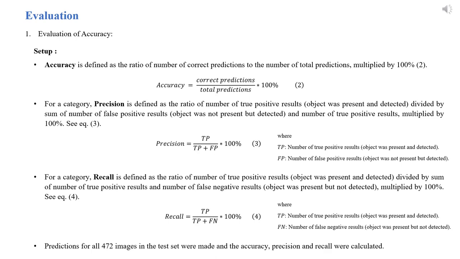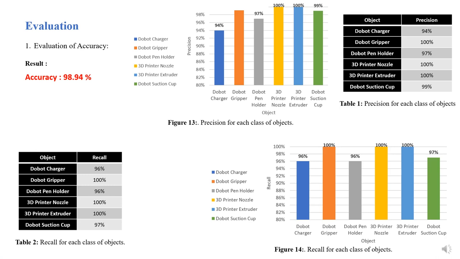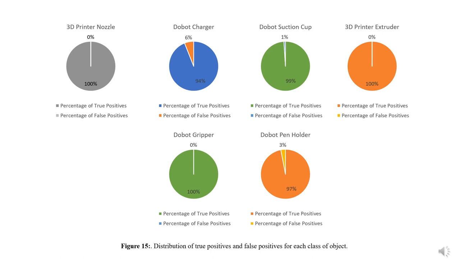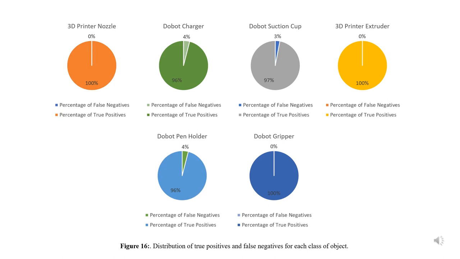In the experiment, the accuracy of the model came out as 98.94%, approximately 99%. Which is impressive given the small size of the datasets utilized. The recall and precision of the model were consistently above 90% for all the categories. Figure 15 shows the distribution of true positive and false positives for each class of the objects. Figure 16 shows the distribution of true positives and false negatives for each class of object.